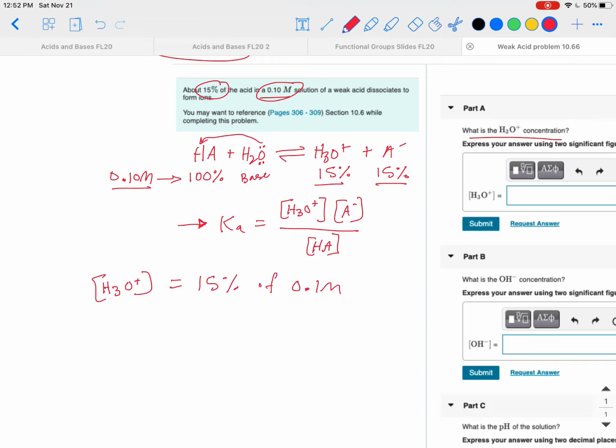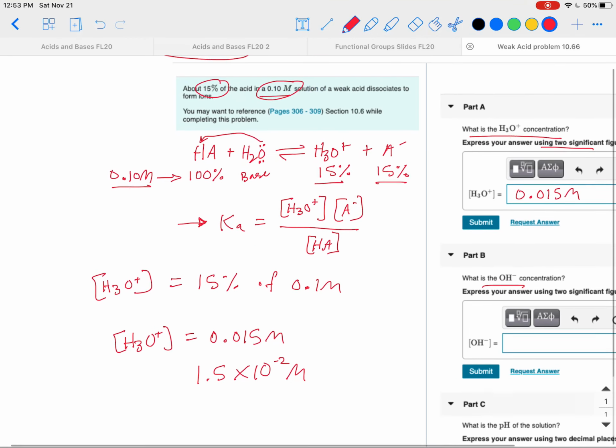So how do we find that? We will simply do 0.15 times 0.1. And you should get that the concentration of H3O plus is equal to 0.015 molar. So that's what you would write in here, 0.015 molar. It says use two significant figures though, so you'd say 1.5 times 10 to the minus 2.